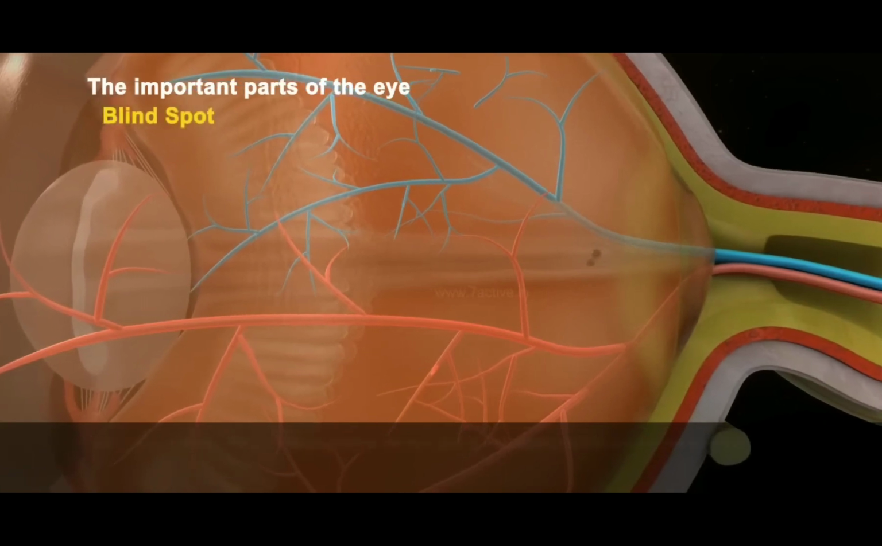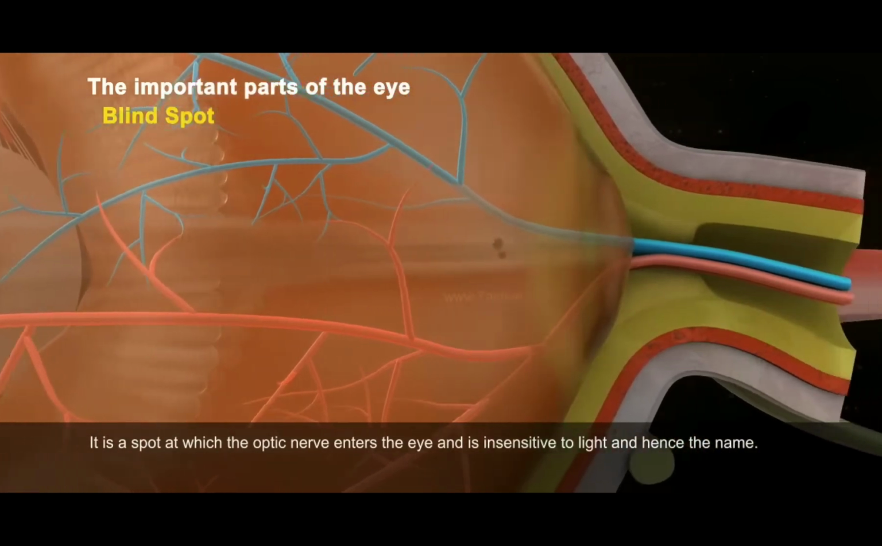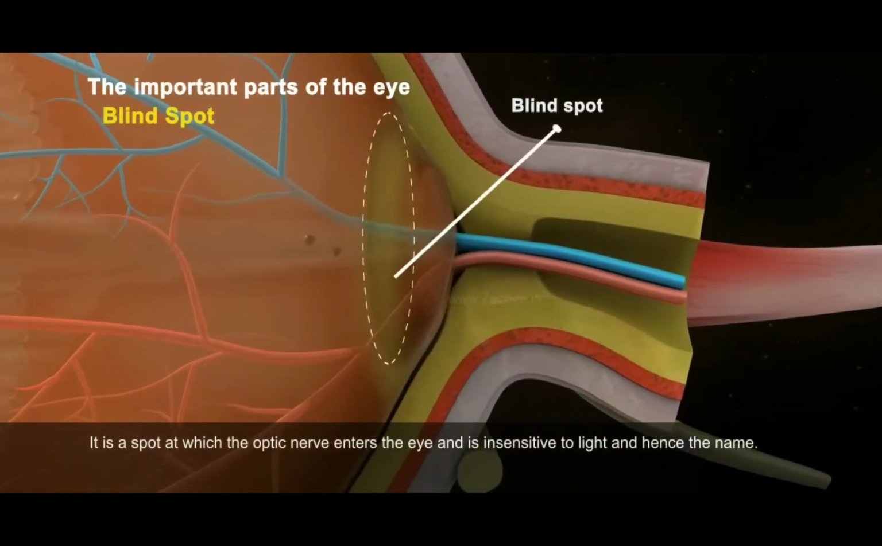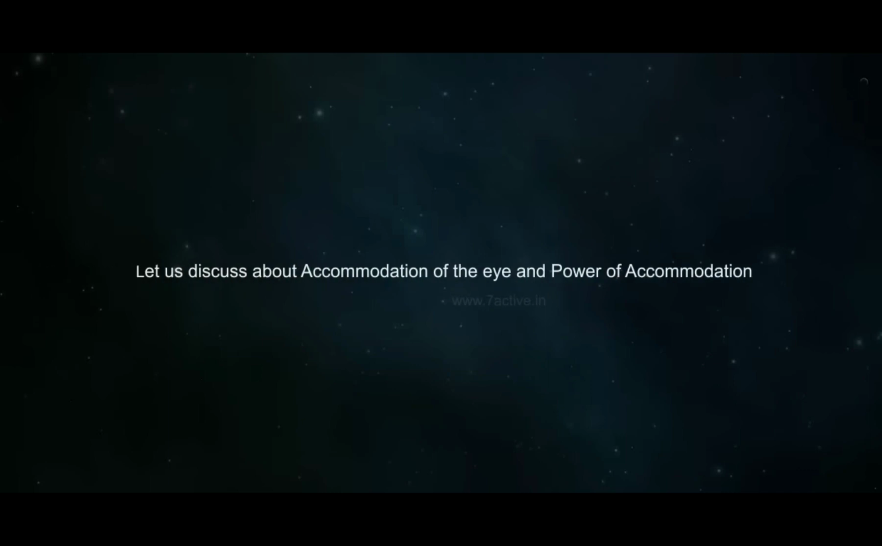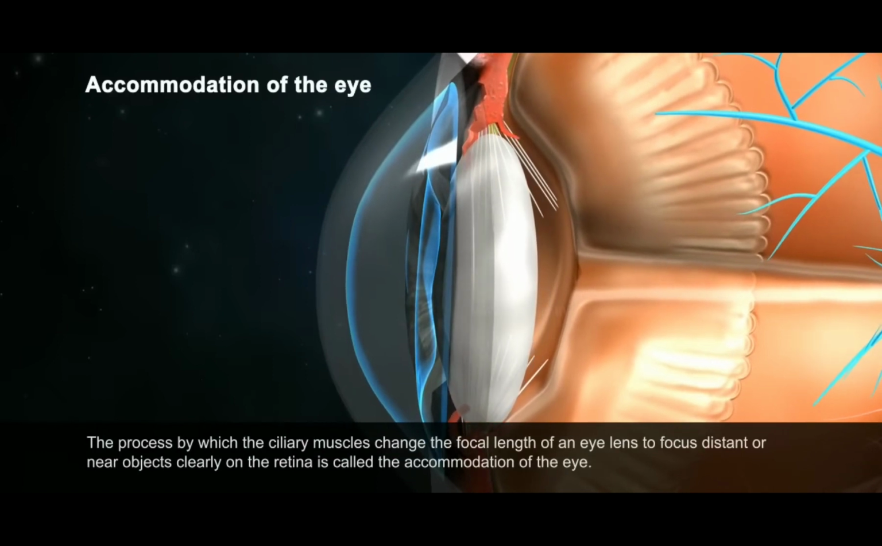Blind spot. It is the spot at which the optic nerve enters the eye and is insensitive to light, and hence the name. Let us discuss accommodation of the eye and power of accommodation. Accommodation of the eye. The process by which the ciliary muscles change the focal length of an eye lens to focus distant or near objects clearly on the retina is called the accommodation of the eye.